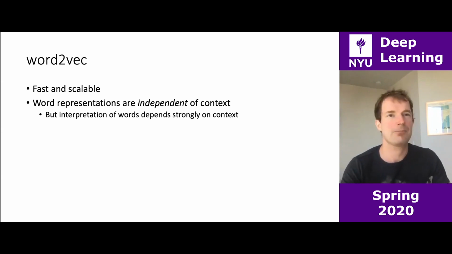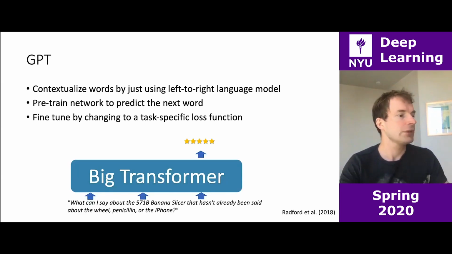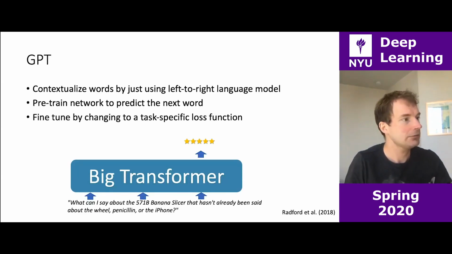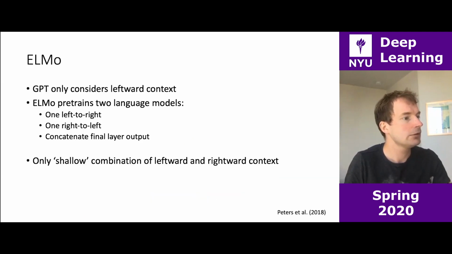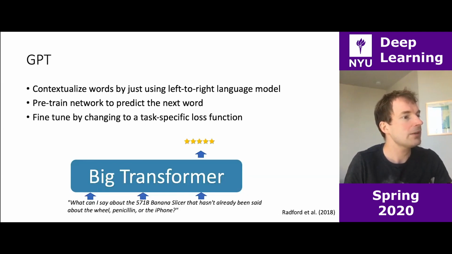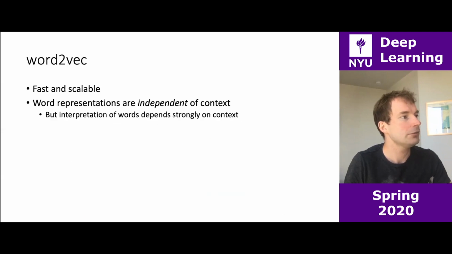An obvious example is ambiguous words. Lots of words can have many different meanings, and these word vectors won't capture that, or at best, they'll just be a superposition of all the meanings. Okay. So how do we add context to these? Well, the most obvious way is to do a language model.